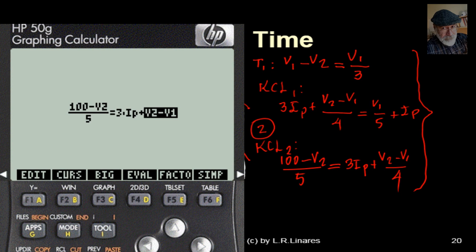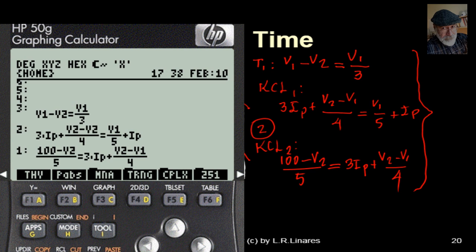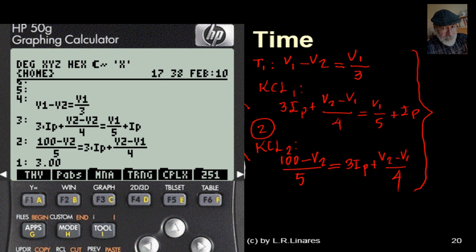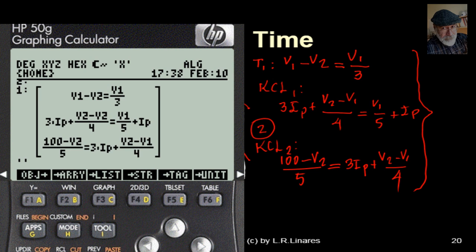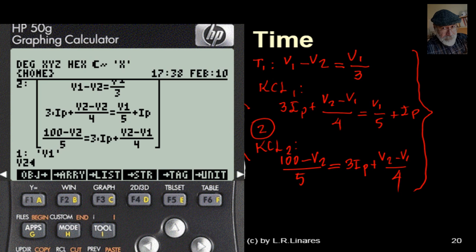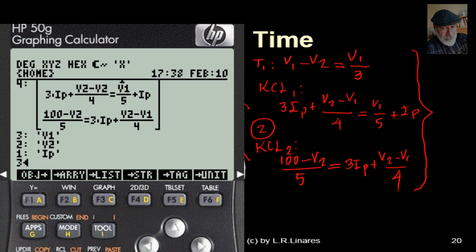Now we make the three equations into an array. We have that array that represents a system of linear equations for the HP50G. What unknowns do we want to solve for? V1, enter, V2, enter, IP, enter. 3, make me an array. We have the vector of unknowns we want to solve for.